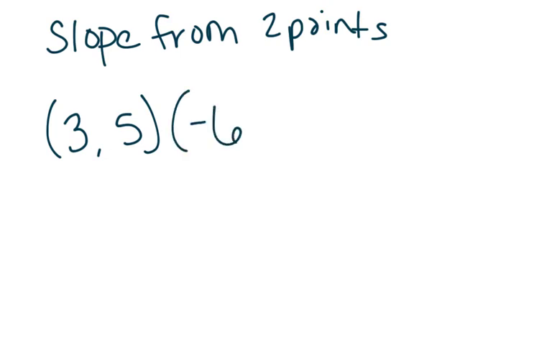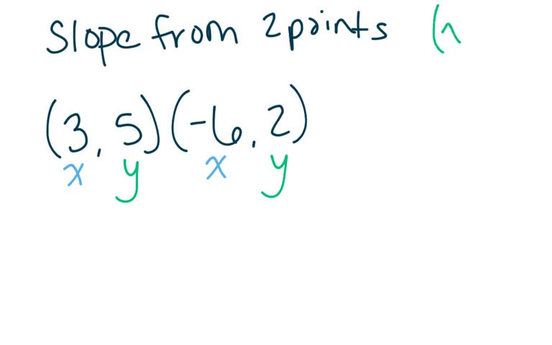from 2 points. So remember when I say 2 points, my example might have 3, 5 and -6, 2. Those are 2 points. Now remember that in these 2 points, we have our inputs, which are our x's, and we have our outputs, which are our y's. Remember, it always goes x, y in our point. So our x always comes first, and then our y.